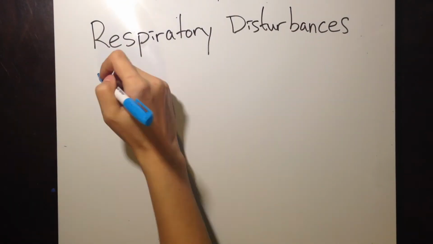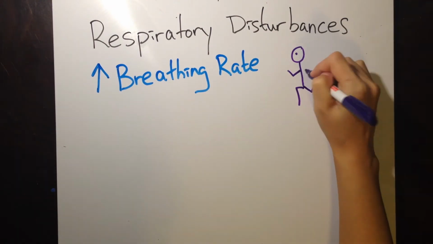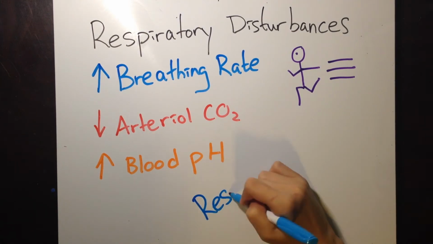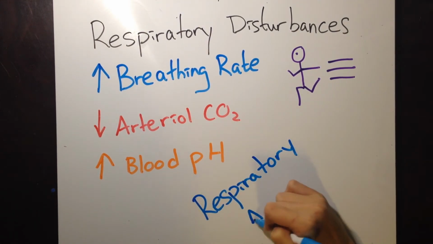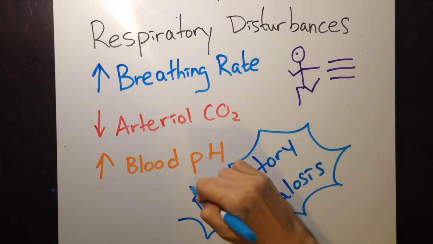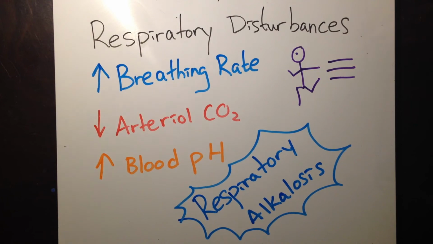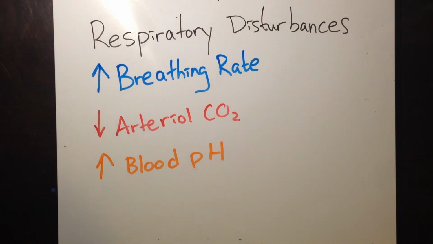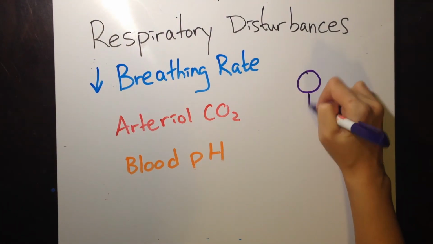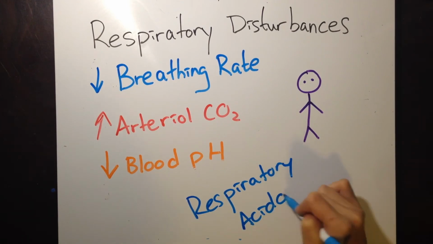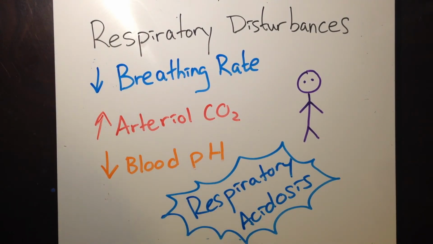There can be respiratory disturbances to the system brought about by a change in breathing rate. As discussed, if breathing rate increases, arterial carbon dioxide levels will decrease. Since carbon dioxide works as an acid in this case, a decrease in carbon dioxide will result in an increase in blood pH and the pH of the cerebrospinal fluid. This is called respiratory alkalosis. However, if breathing rate decreases, arterial carbon dioxide levels increase. This causes a decrease in blood pH and the pH of the cerebrospinal fluid. This is called respiratory acidosis.